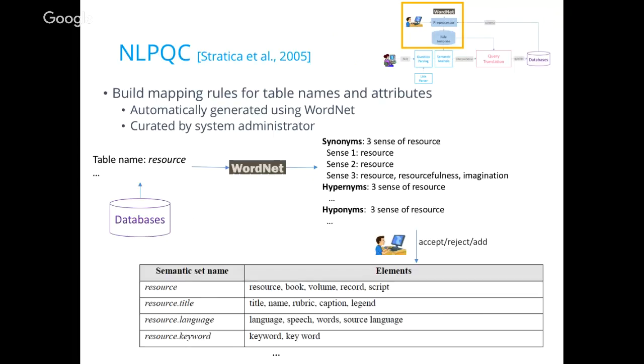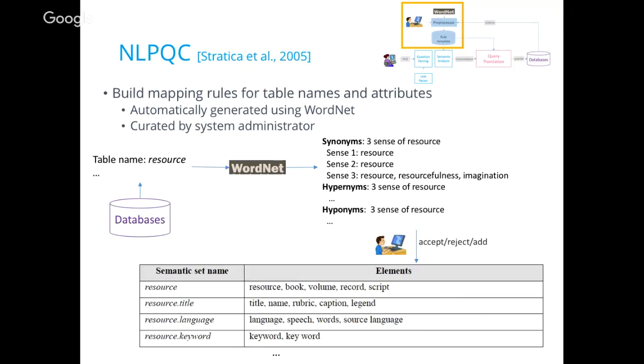So now let's go through the pre-processing step. In the database, it has table names, attribute names, and so on. Right? We can gather all of those, and the system basically sends each of the terms to WordNet to obtain the corresponding expansion. So it has synonyms, hypernyms, and so on. It gathers all of those. For example, for resource, it has resource book, volume, record, scripts, and so on. This is already after the system admin goes through what was generated automatically through WordNet.